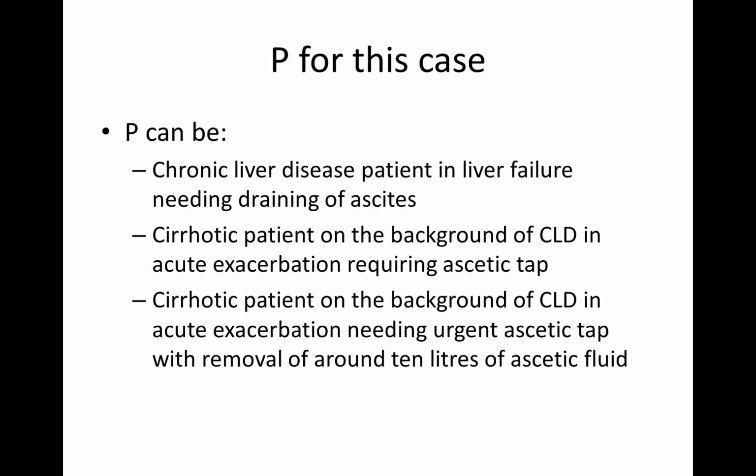So now P for this case. If you have to define this patient, there are so many ways you can define this patient. But on purpose, I did not put age information into it. If age or gender information is available to you, then it's really important to acknowledge that in your patient population. So basically, it is a chronic liver disease patient in liver failure needing the draining of ascites. That's a common description of this patient.